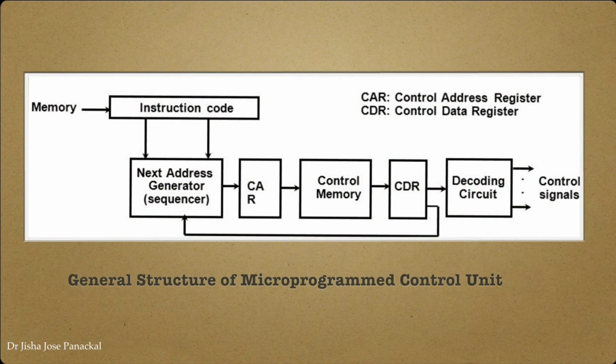Now let's see the general structure of the microprogram control unit. This is a sequential logic. We have the instruction code, and based on the address generator, that is the sequencer, we are considering the control address register and the control data register, and based on the instruction, that is the micro operation in the control memory, it will decide what instruction to be considered, and based on this the decoding circuit will provide the control signals as the output of the control unit.